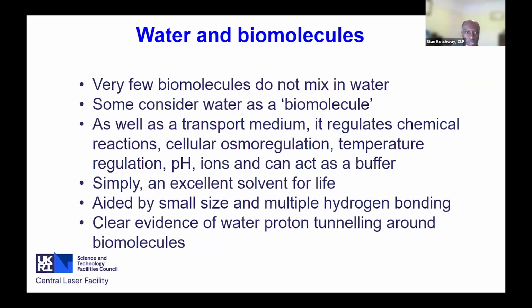So water and biomolecules, very few biomolecules do not mix with water. Obviously, lipids are one of those, or very high polymer substances. Some consider water as a biomolecule in itself, as well as a transport medium. It regulates chemical reactions, cellular osmoregulation, temperature, pH, ions, and acts as a buffer. Simply an excellent solvent for life.